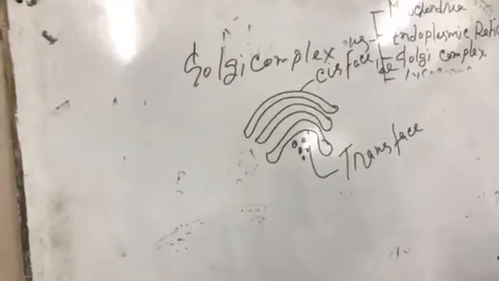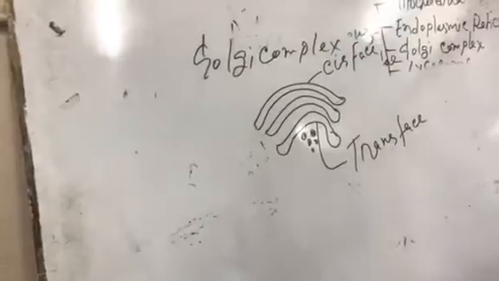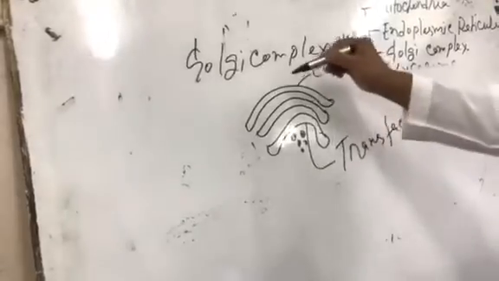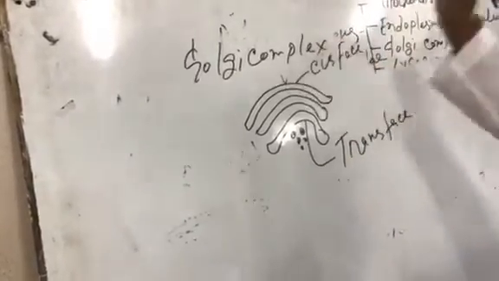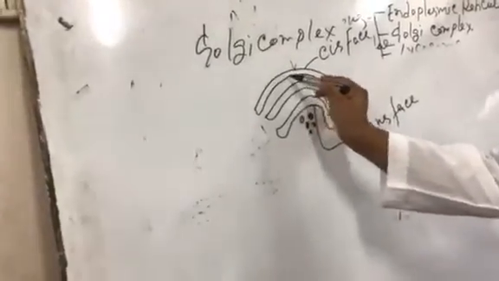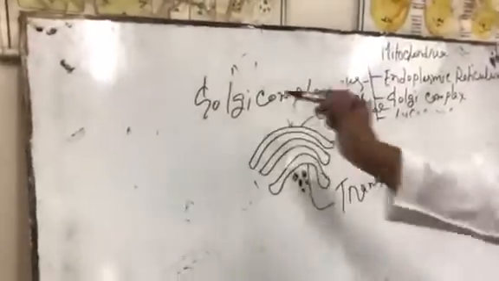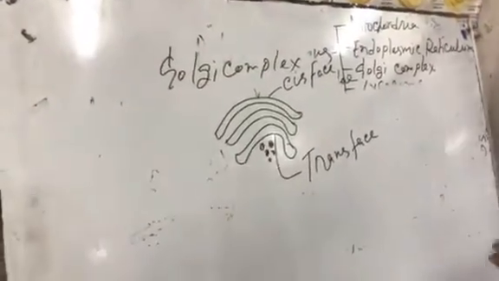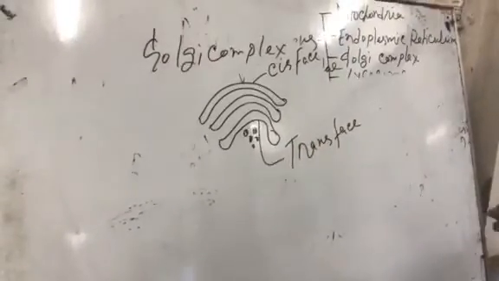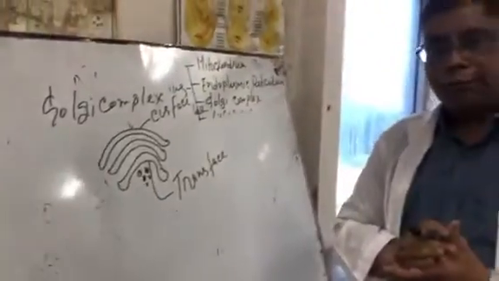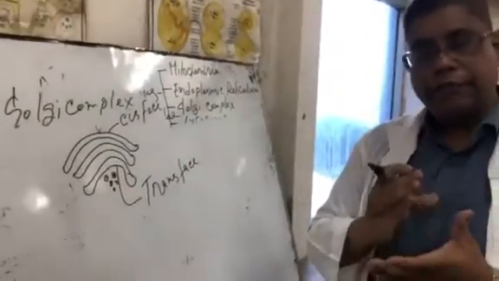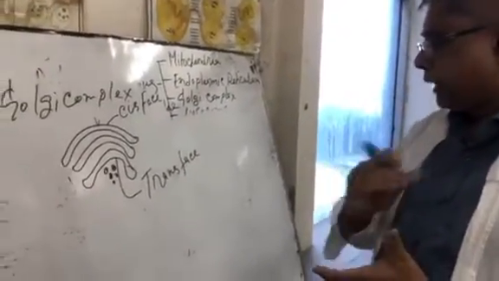packaging, concentration, and transmission of secretory products. These are the secretory products. These secretory products enter through this phase and come out through the trans phase. Inside the Golgi complex, they are concentrated, packaged, and then transmitted outside the cell. So the main function of the Golgi complex is packaging, concentration, and transmission of secretory products.